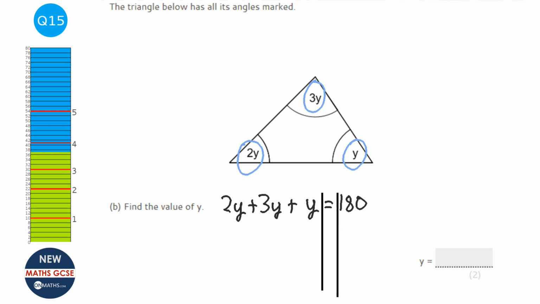First thing to do is just simplify the left hand side. So 2y plus 3y plus y, well that's going to be 6y equals 180. And then to get y, I need to divide both sides by 6. So we get y equals, well I know 18 divided by 6 is 3, so I know 180 divided by 6 is going to be 30. Now I could do that using the bus stop method.